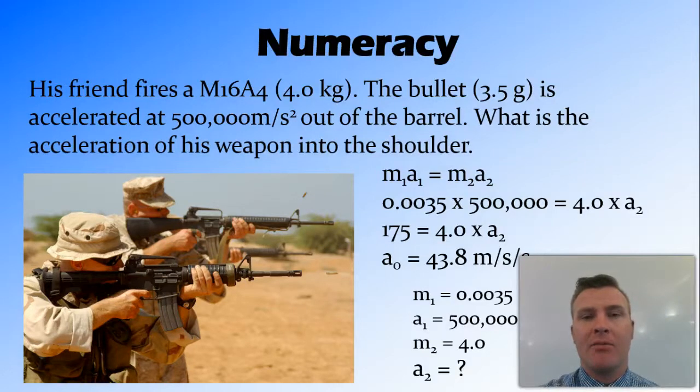So what we can see from these two examples is that increasing the mass of one of the objects will decrease the amount of acceleration that that object feels. This is why when firing a heavier weapon, you get less recoil or less acceleration into your shoulder, and while firing a weapon that has a larger projectile, like a shotgun for example, you have more recoil into your shoulder.